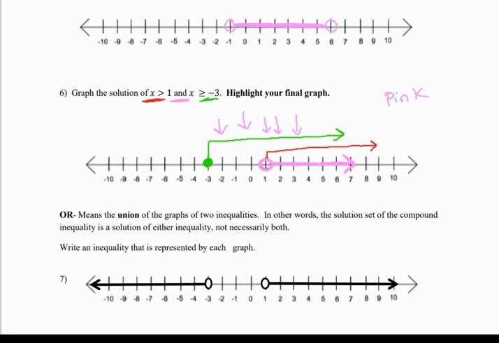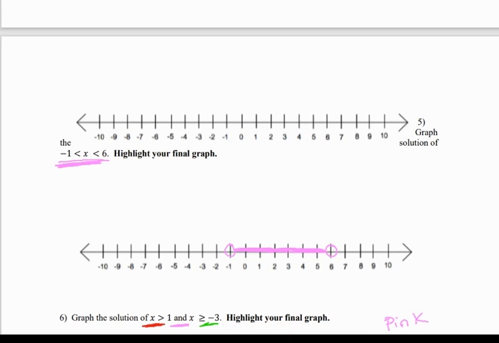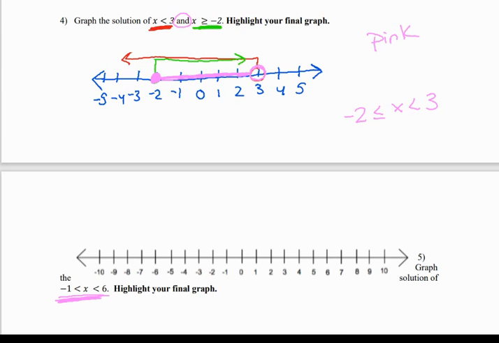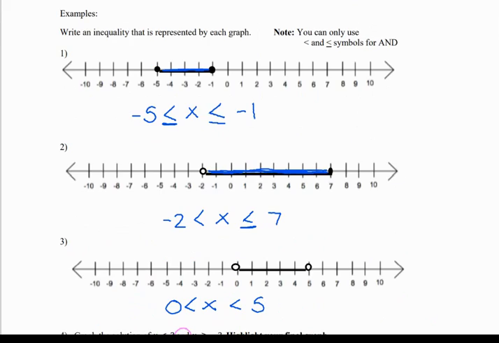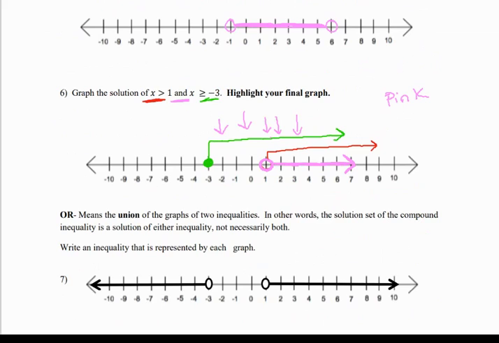Okay? So again, 90% of the time, you're going to have AND graphs that look like a segment connecting. Okay? Like all of these above. Occasionally, there will be this special case where it doesn't do that.